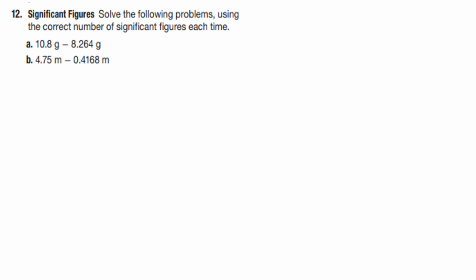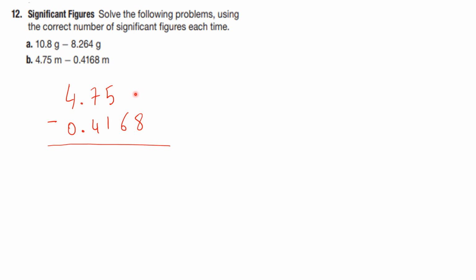Here is a small example asking us to solve the following problem using the correct number of significant figures. I will start with this one, 4.75 minus 0.4168. First of all, we have to write it correctly. We put the decimal point under the decimal point. Because there are gaps, I add zeros here.